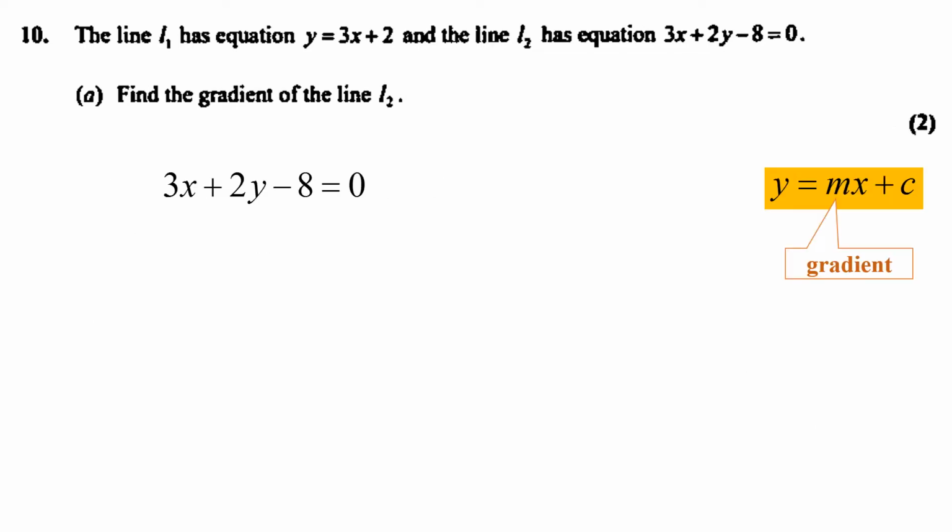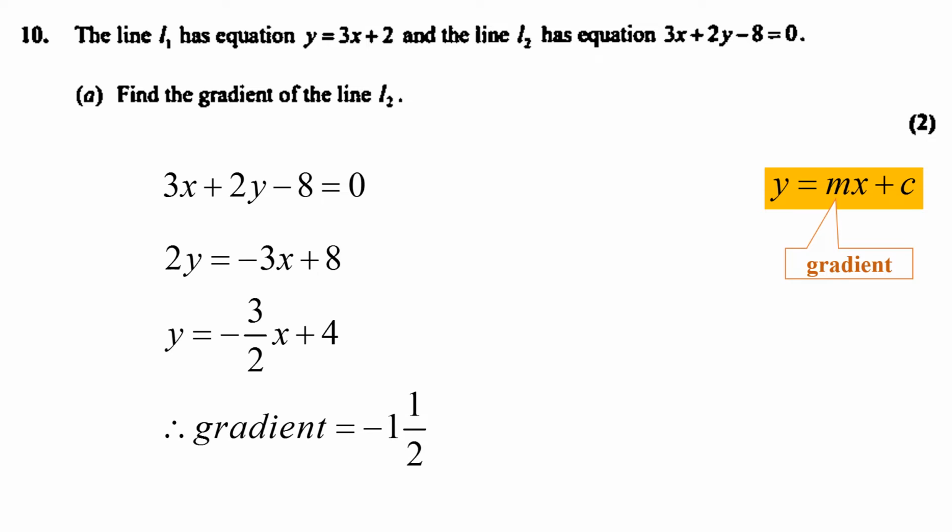In part A, we want to find the gradient of the line L2. So L2 has the equation 3x plus 2y minus 8 equals 0, which I have copied down in the space below. Our aim is to convert this equation into the form on the right in the yellow box that I have shown, y equals mx plus c. In this form, the m would be equal to the gradient of the line. Then if we have the equation in this form, it will be very easy to identify what m is and therefore the gradient.